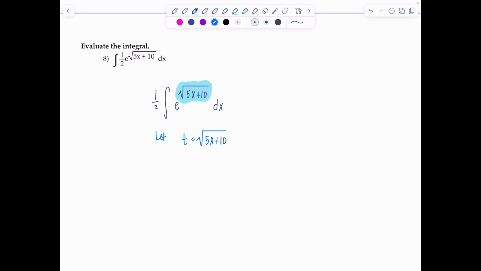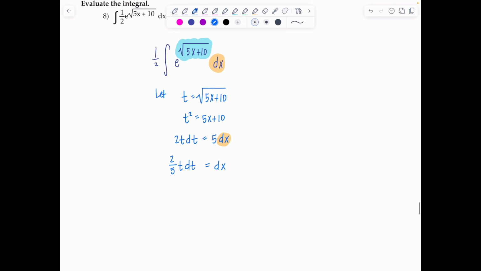Square both sides, so t squared equals 5x plus 10. And now differentiate. It's so much cleaner. 2t dt equals 5 dx. All I have is lonely little dx, so I'm going to get it by itself. So 2/5 t dt equals dx. And we are ready to make our substitution. It may not feel like it, but we are.